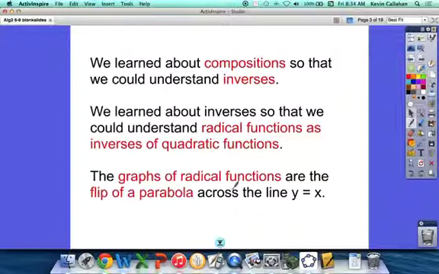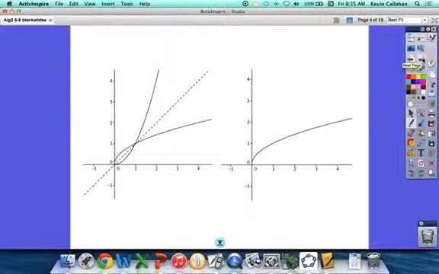If you take half of a parabola, like in the last homework, and you flip it across the line y equals x, that's what the graph of a square root looks like. And that's why they presented it in this order. Here was the half of a parabola, and if I flip it across the line y equals x, it looks like this. If I take away the other half and just look at the square root, that's what a square root function looks like. That's the parent function of a square root.